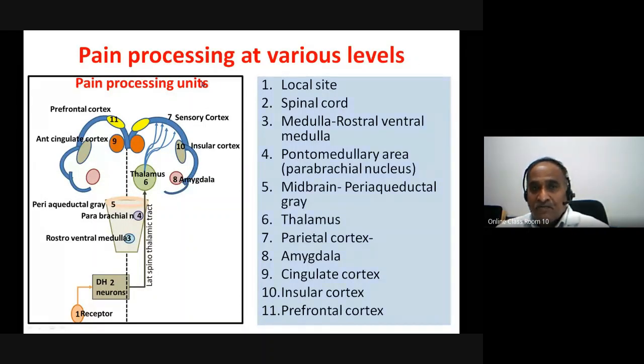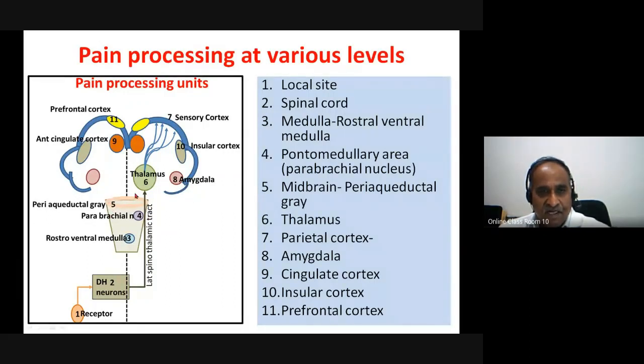So now, here I have charted down 11 steps: 1, 2, 3, 4, 5, 6, 7, 8, 9, 10, 11 steps, and I have described them here. One is the local site, at the site of injury or at the site of receptor. The second is the spinal cord, the dorsal horn neurons of the spinal cord. Then we have the medulla, the rostroventral part of medulla and around. Then we have the parabrachial nucleus, the frontomedullary area. This is number 4. Then we have the periaqueductal gray that is in the midbrain.